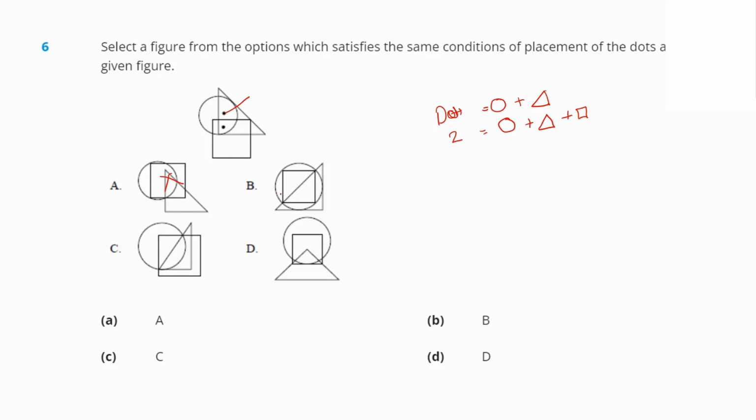In this option, if we see here and here, there is a place where there is only triangle and circle. And here is a place where it is covering triangle, circle and square. So this can be our option. Now let's look at option 3. Here it is covering triangle, circle. So there is no place where it is covering circle and triangle alone. So this is also not an option.